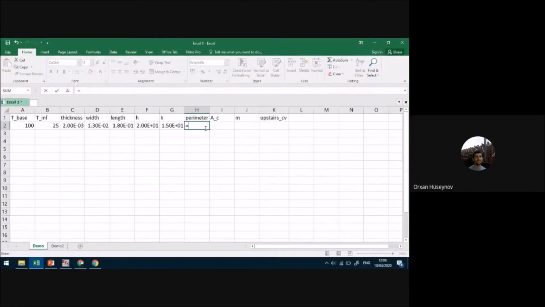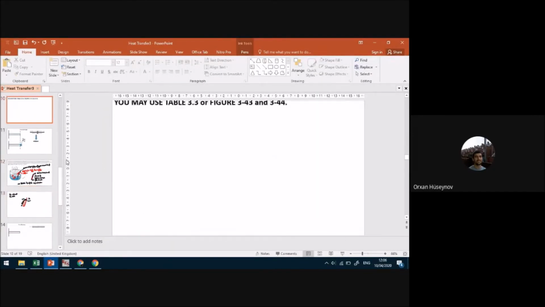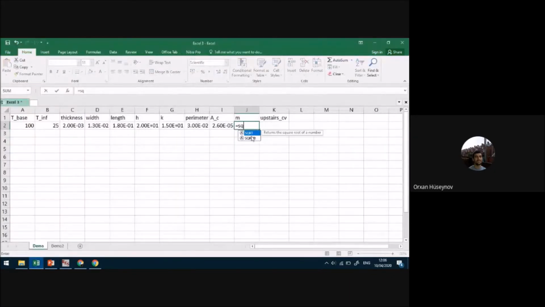Let's go back to here. So it will be 2 times width plus the thickness. The cross-section area will be thickness into the width. So the M value will be, if you go back to the formula, square root of HP by KAC. That is, I will take the square root of H into perimeter divided by K into AC. Okay, so I have got this M value, and then I will calculate the upstairs of the formula.